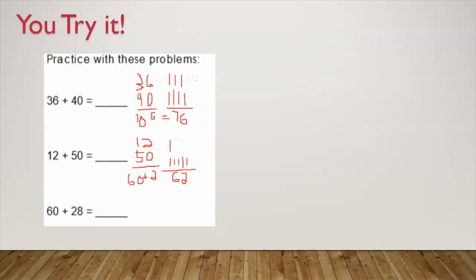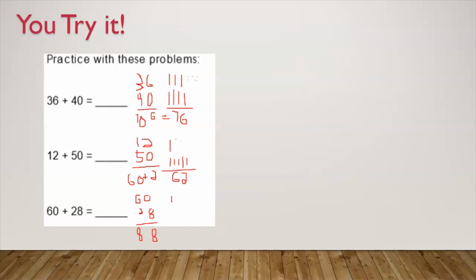And finally, let's look at the last one here. I'm going to go ahead and do my 60. And I'm going to add 28 to it. So again, the pattern that we see, we have a 0 and an 8. We know that anything plus 0 is going to be itself. And here, so that's 8 ones. And here we have 6 tens and 2 tens, which will give us 8 tens.